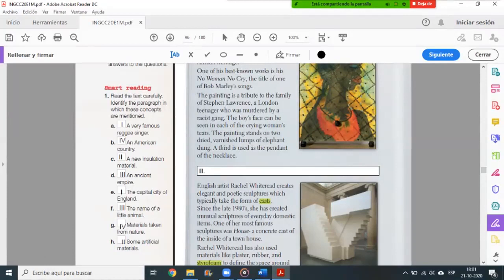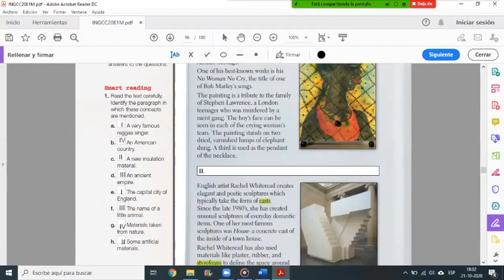And the things. A very famous reggae singer, it is Mr. Bob Marley. Se menciona a Mr. Bob Marley in the paragraph 2. Okay? Letter B, an American country. This in paragraph 4, and it is Canada. Yeah, the country. Letter C, a new insulation material, and this is styrofoam. Styrofoam. Yeah.